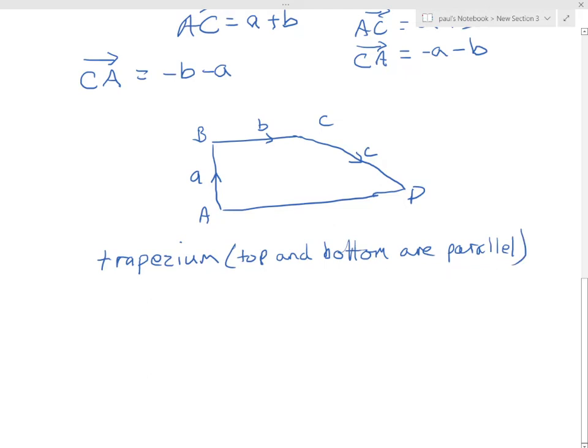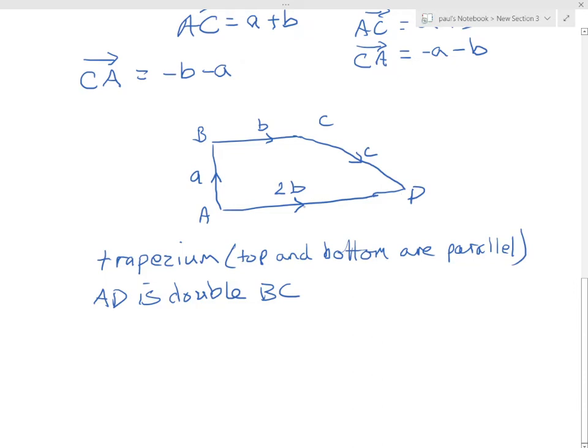Okay, and we're given some information that AD is double BC. So the line at the bottom is twice as long as the line at the top. Now they're going in the same direction because they're parallel. So this is a B, but it's twice as long, so it becomes 2B. So that might be the first task, is to label up AD.